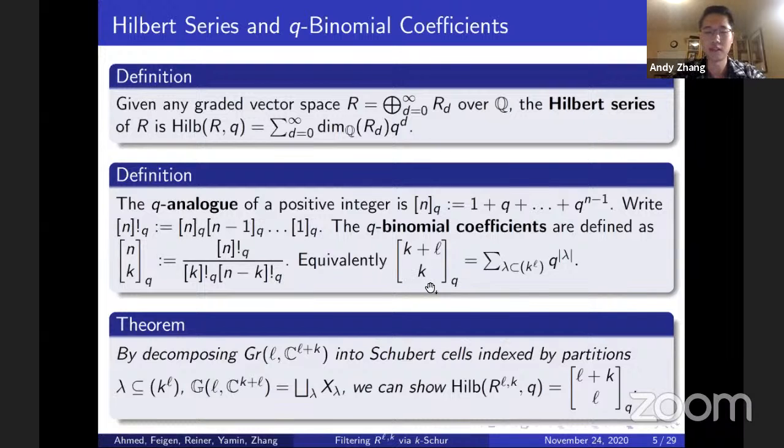Another way to think of it is in terms of counting partitions inside an l by k ambient rectangle. This leads us to this theorem. Because we can decompose the Grassmannian into Schubert cells indexed by partitions lambda inside this l by k ambient rectangle, we have a CW decomposition, and consequently the Hilbert series of the cohomology of the Grassmannian is just the q binomial coefficient.